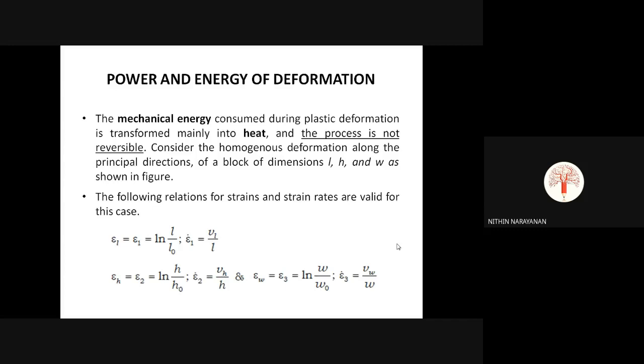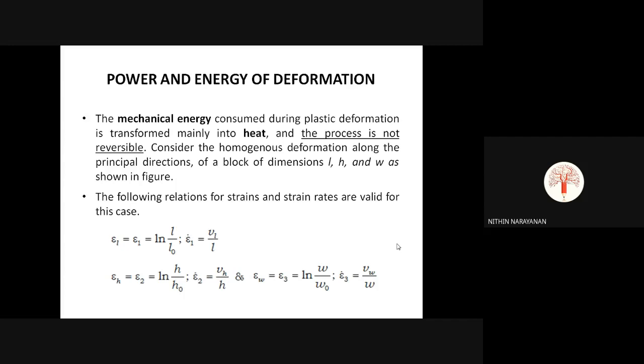So what is epsilon 1 dot? Epsilon 1 dot means the strain rate. Strain means change in dimension to the original dimensions. That means if L0 is the original dimension, L is the changed dimension, then L minus L0 divided by L will be the strain. Change in dimension is L minus L0, original dimension is L. So L minus L0 by L will be the strain. Okay, then what will be the strain rate?